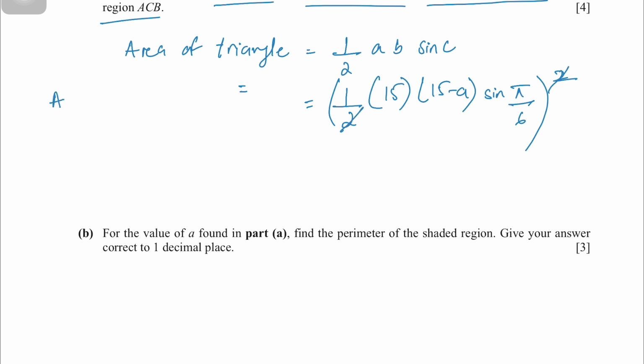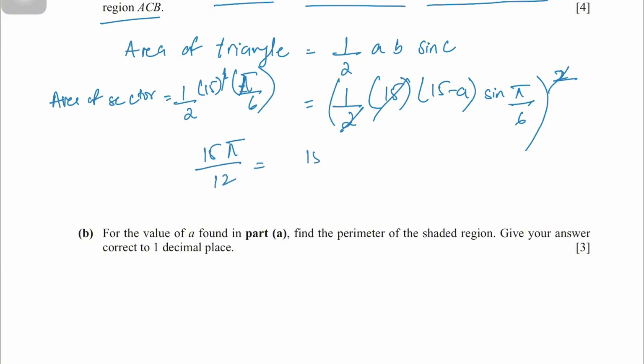Area of sector is given as 1 upon 2, 15 squared, and then pi by 6. So this 2 and 2 are cancelled out, and then we solve it. This 15 and 15 is cancelled out. We get our answer as 15 pi by 12 equals 15 minus A sine pi by 6.